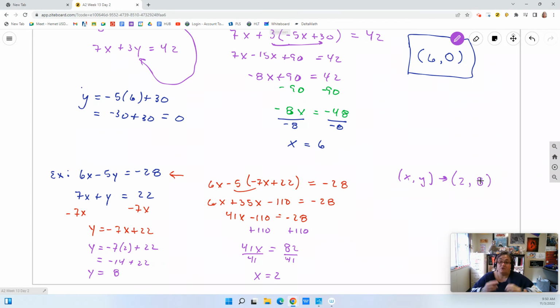And if I plugged those x and y's into either one of our original equations, our answers are going to be true. 6x minus 5y, when x is 2 and y is 8, is going to give us negative 28. 7x plus y equals 22 is going to be true when I plug in 2 for x and 8 for y every single time, right?